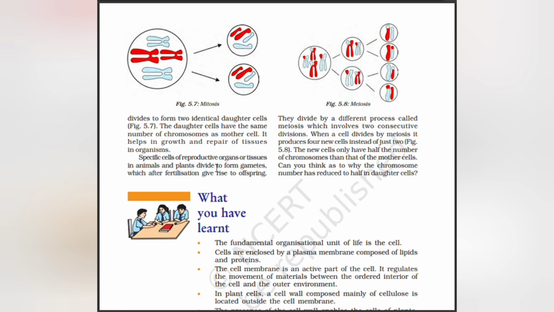Some cells of reproductive organs or tissues in animals and plants divide to form gametes, which after fertilization give rise to offspring. They divide by a different process called meiosis, which involves two consecutive divisions. When a cell divides by meiosis, it produces four new cells instead of two. New cells only have half the number of chromosomes of the mother cells. Can you think why the chromosome number has reduced by half in daughter cells?